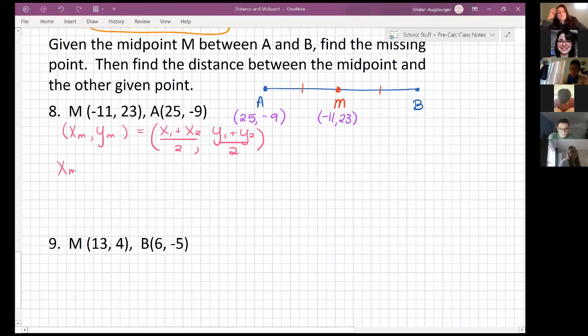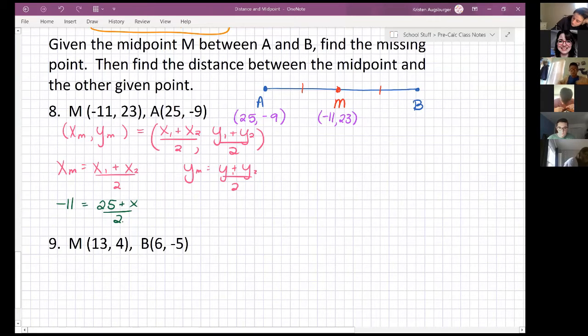Or you can think about each individual piece. The x midpoint is the 2 x's. The y midpoint is the 2 y's. And you can plug your information in. And you can say, all right, my x midpoint is -11, and then I have 25 plus something over 2. And solve that equation. Do the same thing with the y midpoint, where 23 is equal to -9 plus y over 2. And solve that.